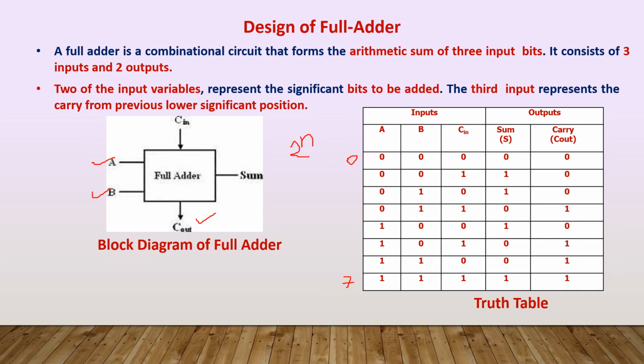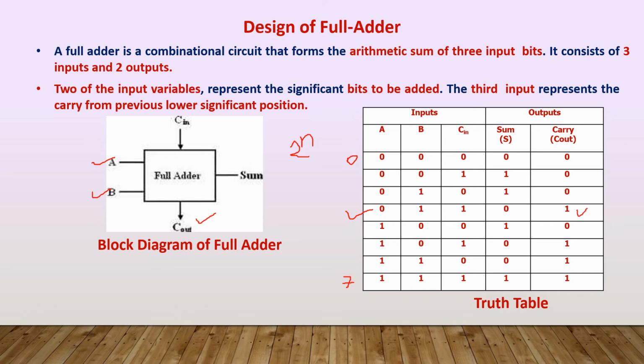Third case, 0 plus 1, 1. 1 plus 0, again it is 1. So sum is equal to 1, carry is equal to 0. This condition is very, very important. 0 plus 1 is 1. Again 1 plus 1, as I told you, the output is 1, 0, where 0 is nothing but sum and carry is equal to 1.